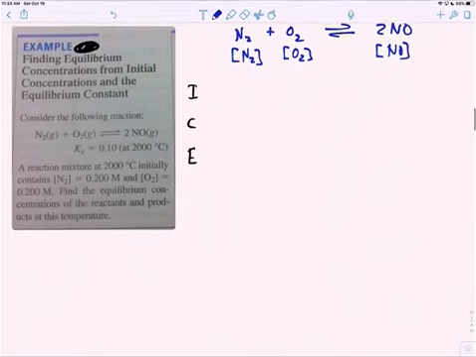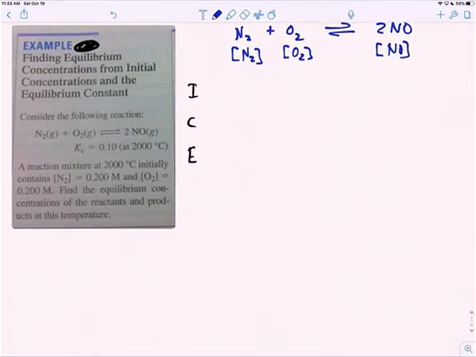Okay, now, doing these. All right, consider this reaction: nitrogen plus oxygen makes 2NO. The Kc is 0.1 at that temperature. Initially, the reaction contains 0.2 molar nitrogen and 0.2 molar oxygen. What are the equilibrium concentrations of the reactants and the products of this mixture? So let's do this. Initially, nitrogen is 0.2, oxygen is 0.2, and NO, that's 0.